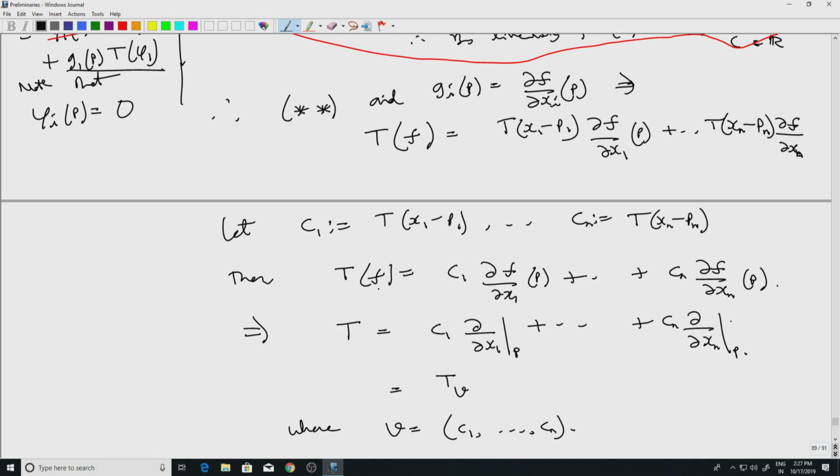So what we have done is, we have essentially shown that we started with an arbitrary derivation. We have just shown that it's a linear combination of partial derivatives, purely from the algebraic properties of linearity and Leibniz rule.